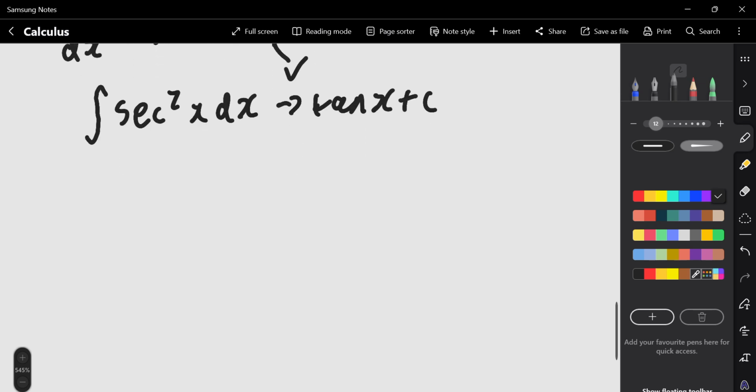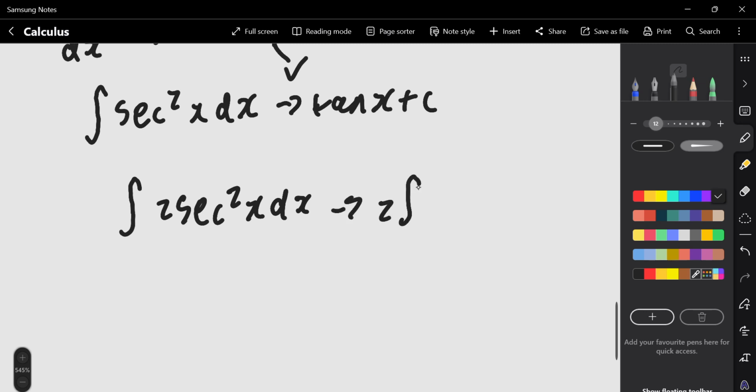Next up, sorry, I keep saying derivative of, let's do the integral of 2 sec squared x. This should become quite elementary now. Take the 2 out. What's the integral of sec squared x? We've just discussed it. We're going to get 2 tan x plus c.